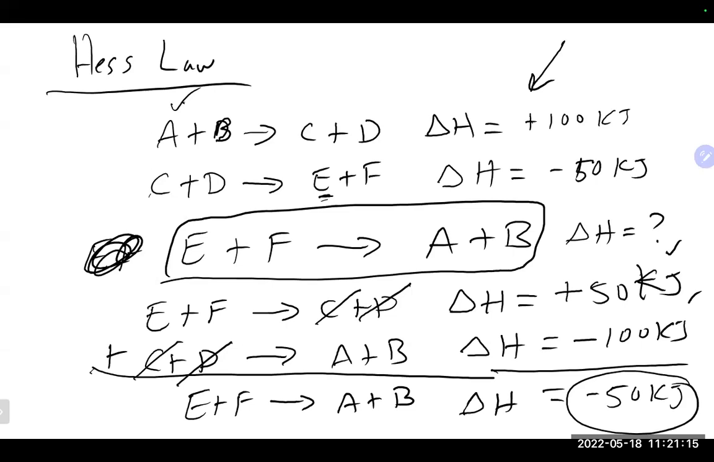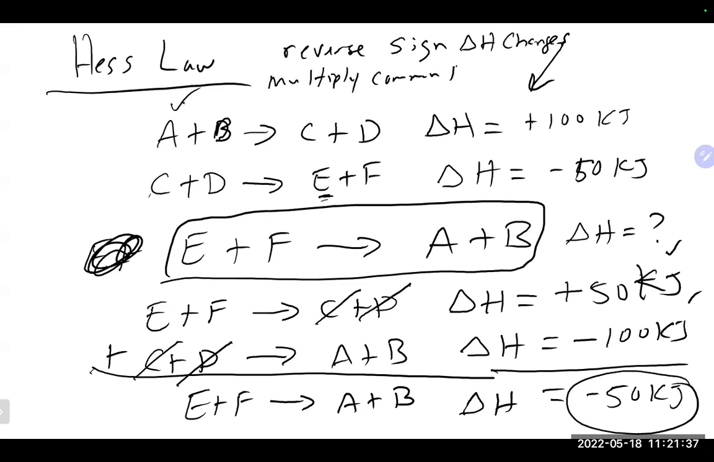The way that we can manipulate these equations is pretty much like this. If we reverse it, the sign changes. If we need to multiply by a common number, you would also multiply the delta H by that number. For example, if I needed 2 of the top one, I would have to multiply this entire thing by 2, and then I would also need to multiply the delta H value by 2 as well.